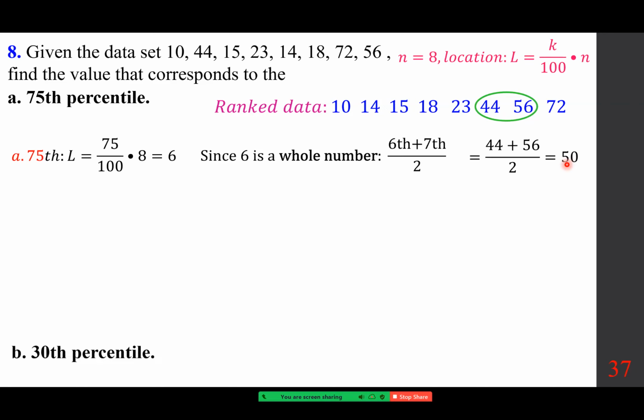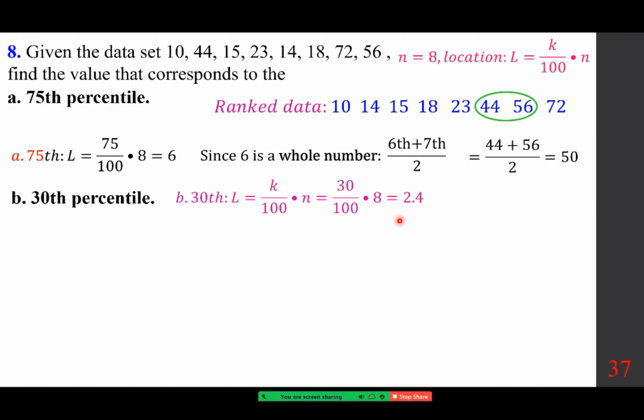If we want the 30th percentile, again, look at this number. This means 0.3 or 30 divided by 100. So 0.3, we multiply by 8 because N is 8, and we get 2.4. And we will always round up. This is what statisticians have decided. They will round up and it becomes the third number. So 1, 2, the third number, which is 15.